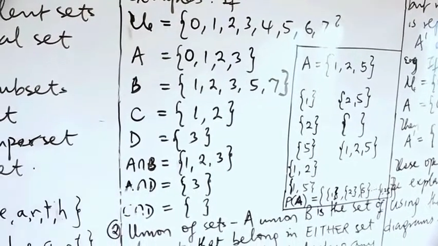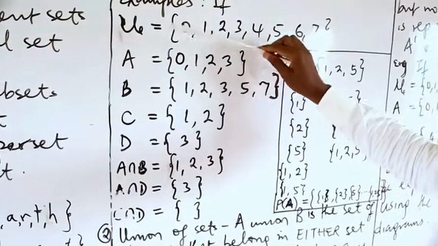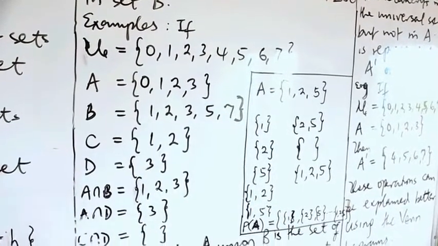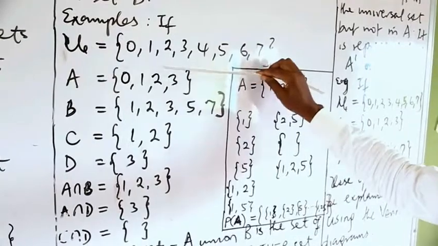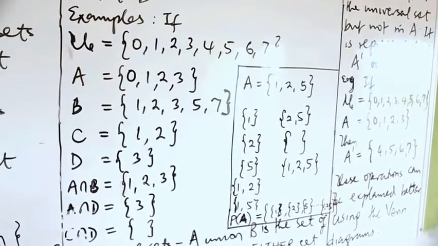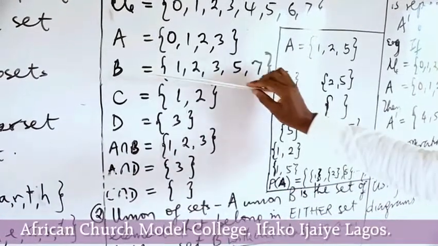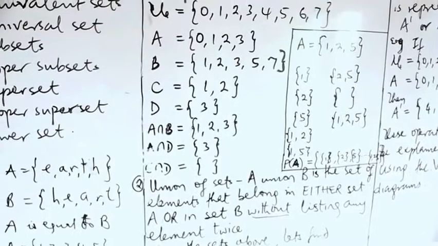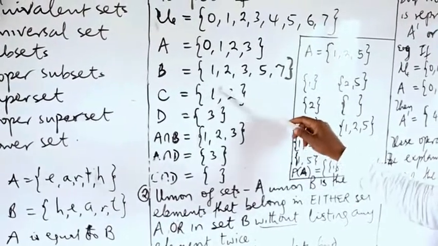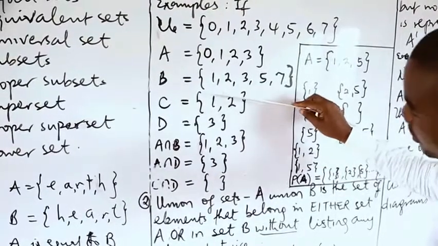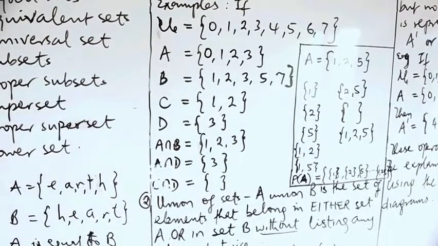Then A intersection D, what are the elements that are seen in A that can also be seen in D? And that will be 3 and 3. That was how we got this 3. Then C intersection D, what are the elements that are seen in C that can also be seen in D? If you look at these two sets, they don't have any element that we can see in C and we can also see in D. So this set is an empty set, nothing inside.